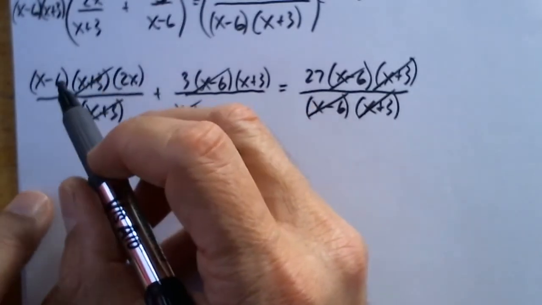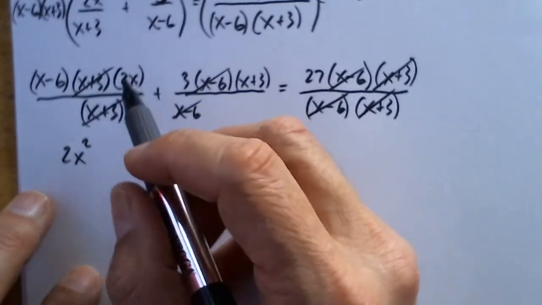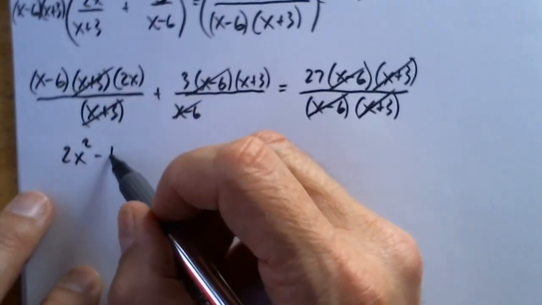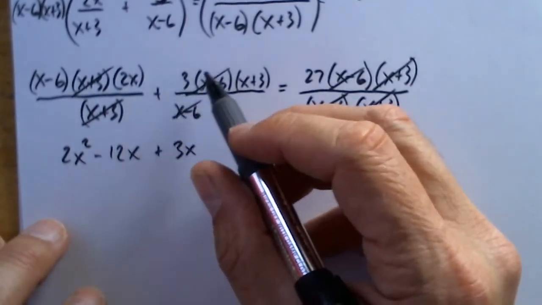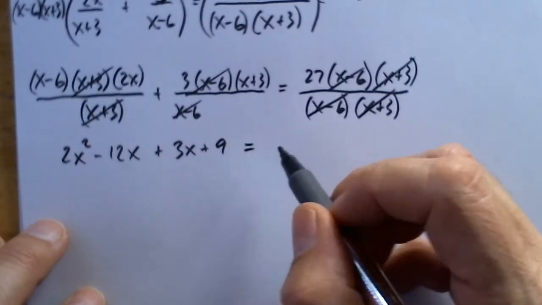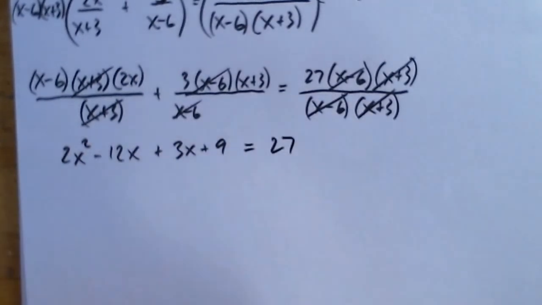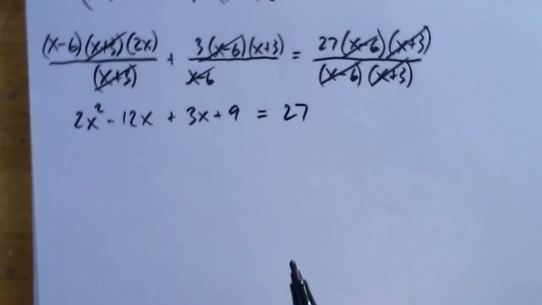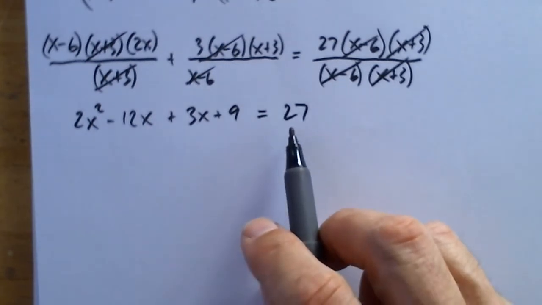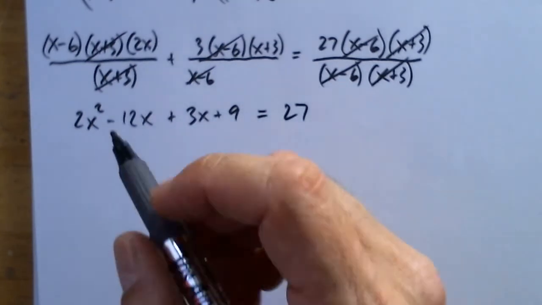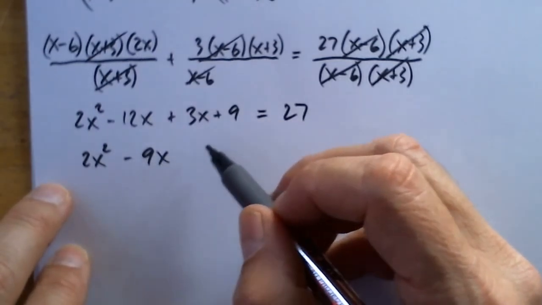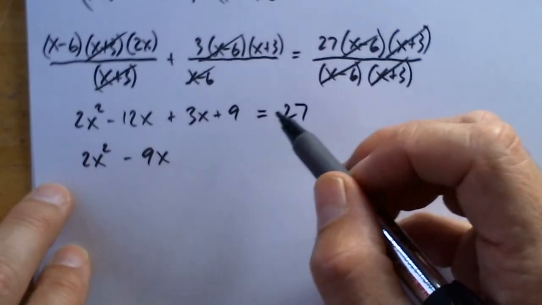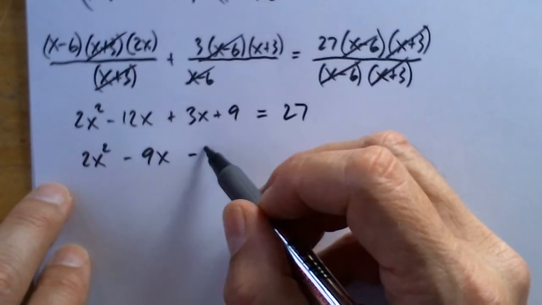And we're going to have 2x times x and 2x times 6. Here we'll go 3 times x, 3 times 3, and we just have 27 over there. And this is a quadratic equation. We'll just subtract 27 from both sides. Let's go ahead and combine here. We're going to go 9 minus 27, so that'll be a negative 18.